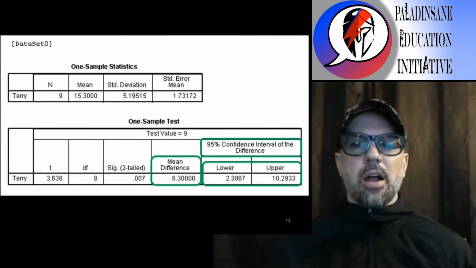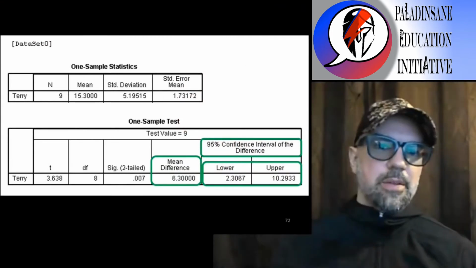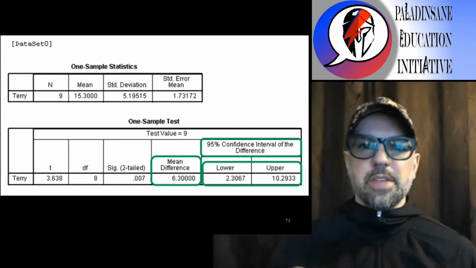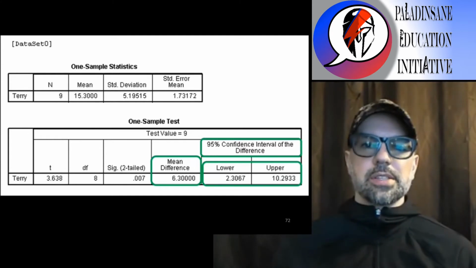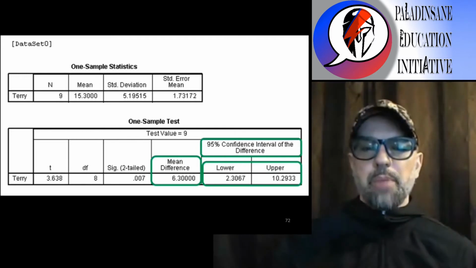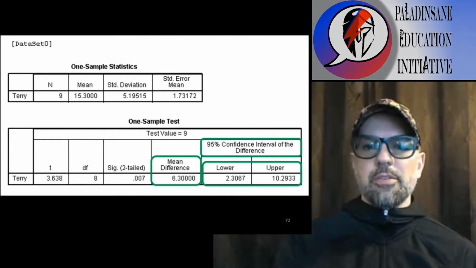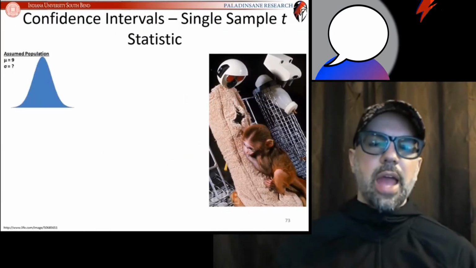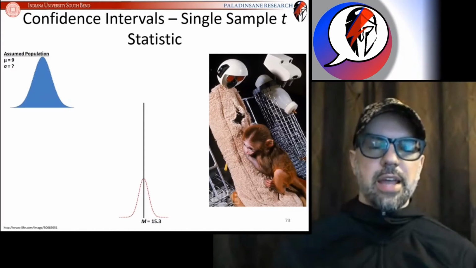So we have our point estimate. That is the mean difference. I'm going to add 9 back into that. So your mean difference is 15.3. That's your mean difference. We then have our lower bound, our lower limit, which is 11.3, and our upper bound, which is 19.3.